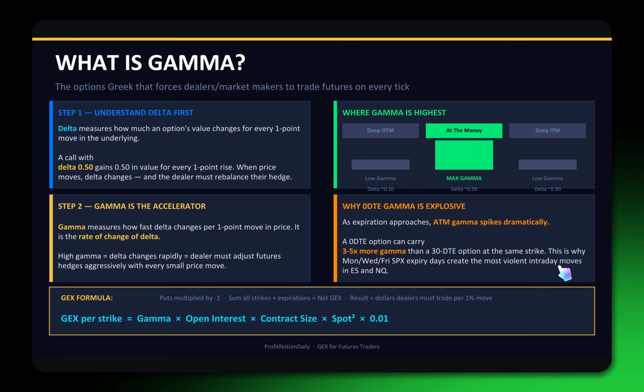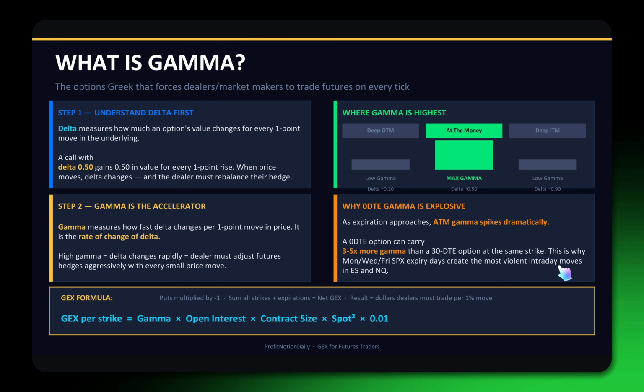And so, that is what we're measuring as far as the exposure there, right? High gamma means that delta changes rapidly, and dealers have to adjust and be aggressive in their hedging. The other thing about gamma is that it becomes its highest when the options are at the money, meaning that the option strike price is near the actual price of the underlying asset.